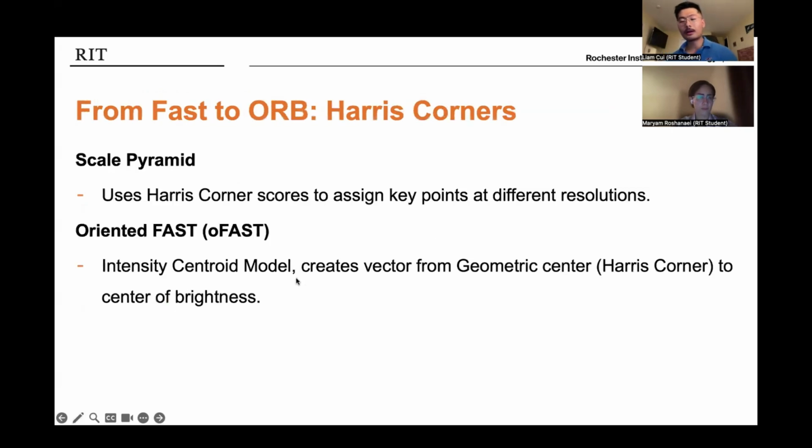So to fix these, most of FAST's issues can be fixed using Harris corners. This is a way to score an area based on how corner-like or how edge-like it is.